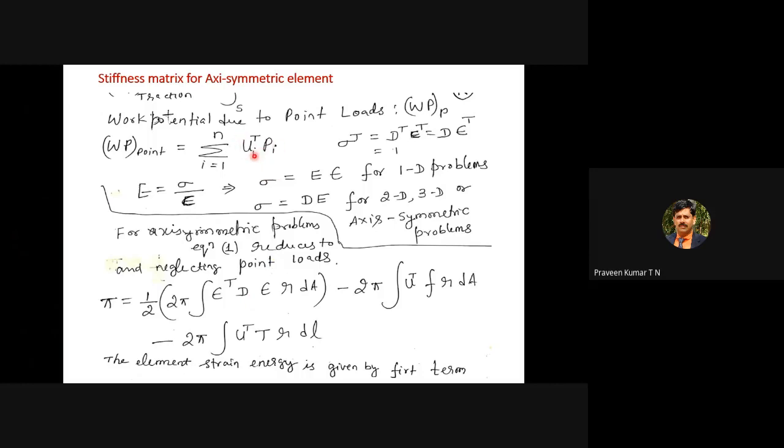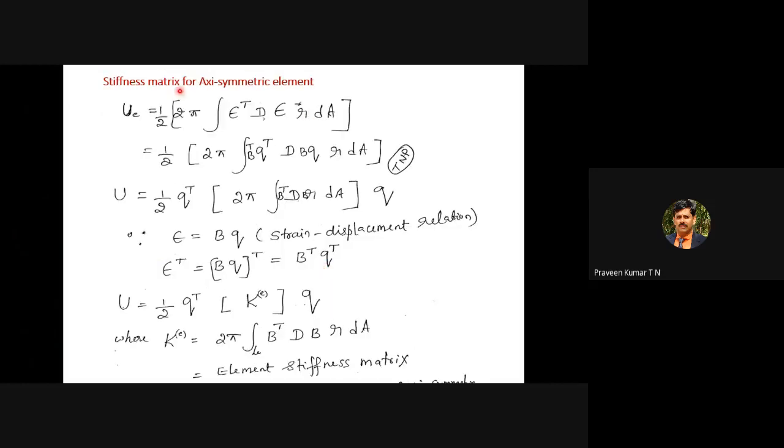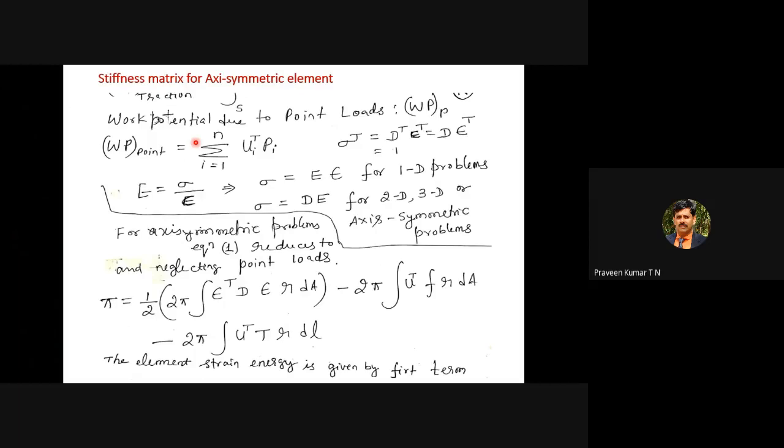When you come to axisymmetry, dV is nothing but perimeter into area. The perimeter is 2 pi r, and the area of the small cross-section is dA. Then when you derive the stiffness matrix, you are considering only the strain energy term. You are not considering the work potential term. We have the work potential term here, work potential because of body force F. Already you have derived the equation for body force F. One more is the work done because of traction force T. Today you are going to derive the expression for traction force T.